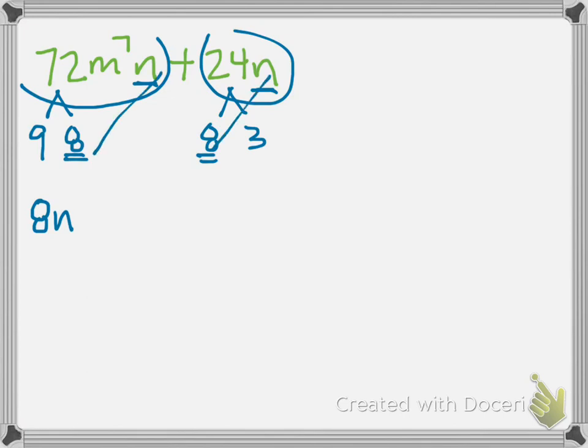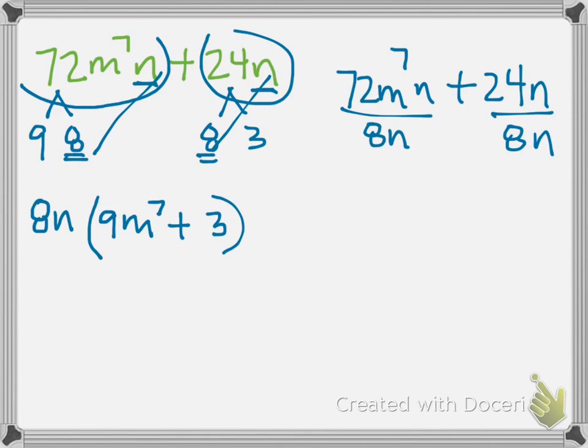8n, 8n. And when I take out that 8n, I'm left with 9m to the 7th, plus, I take out an 8n, and I'm left with 3. So if you like to write it this way, this is good too. So then I cancel this, and that gives me the 9. And the n's cancel. So you have to leave the m to the 7th. And then when I cancel this, that gives me the 3. And the n's cancel. So that's where I got this. This is the answer.